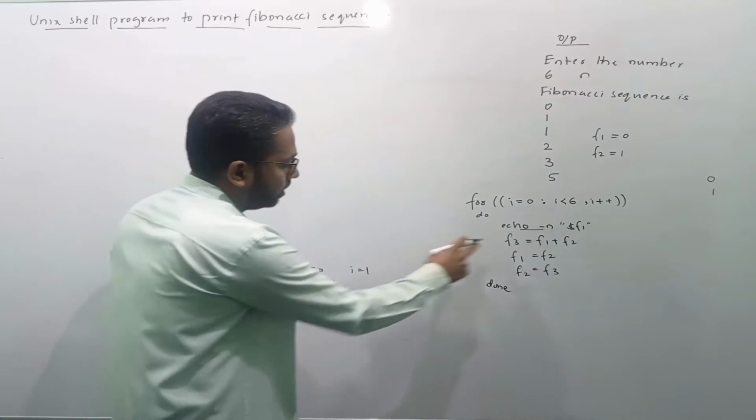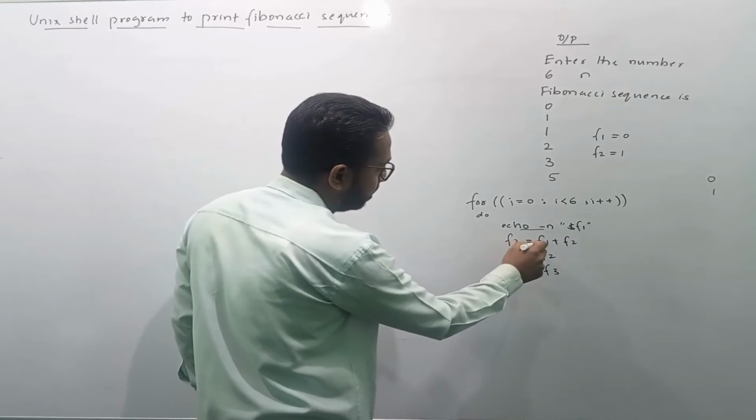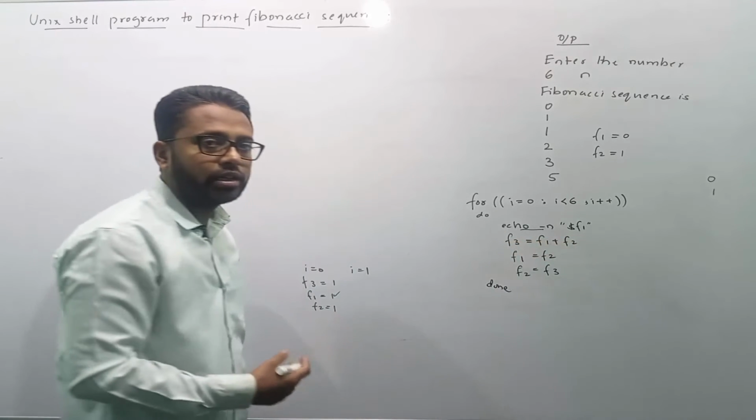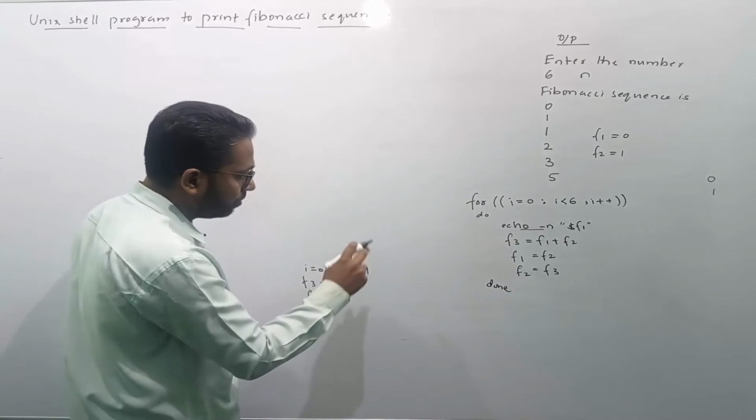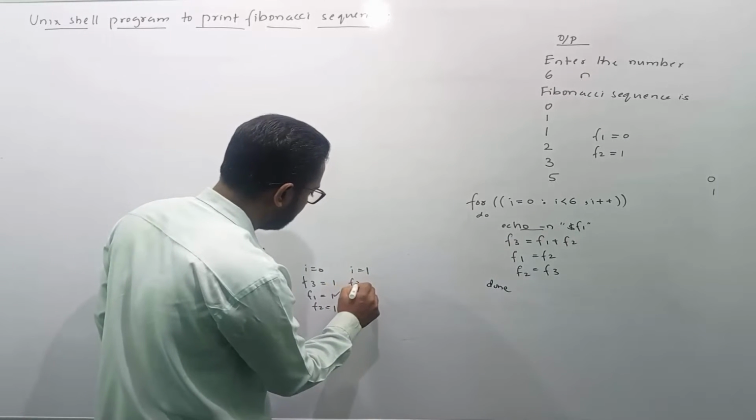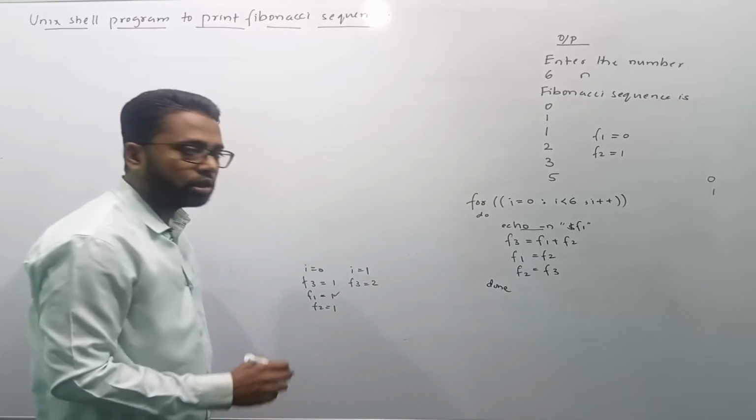Okay. So next, these three instructions get executed. F3 equals F1 plus F2. Now we need to calculate the new F3. F1 was 1, F2 was 1. So 1 plus 1, F3 becomes 2.